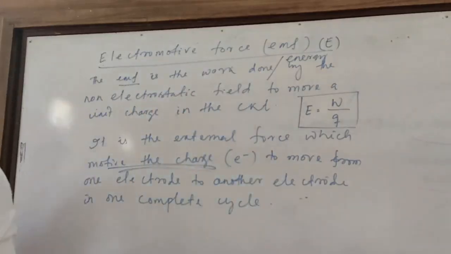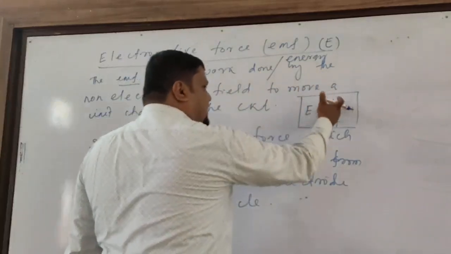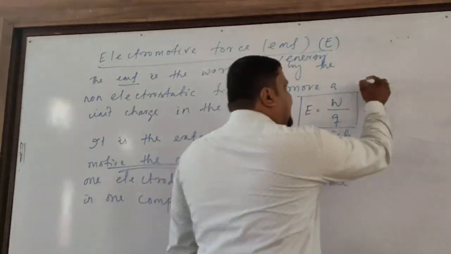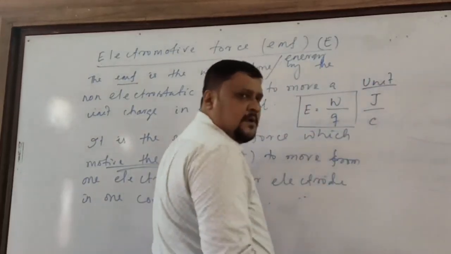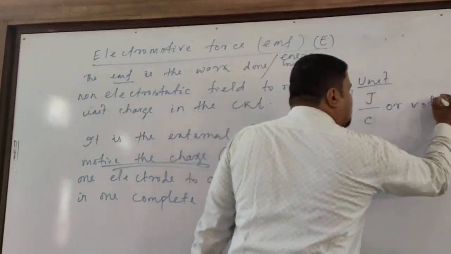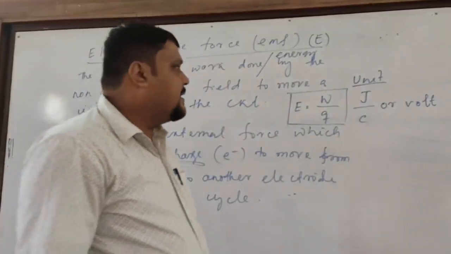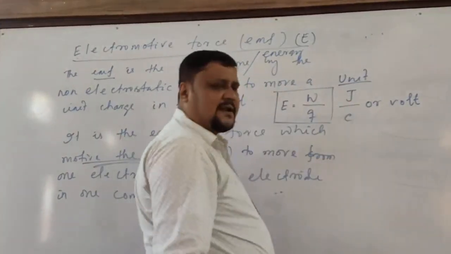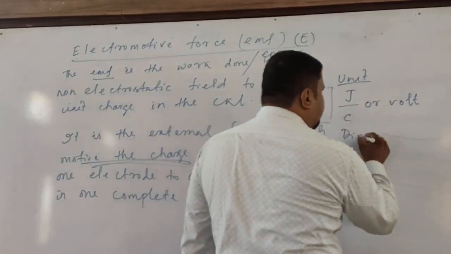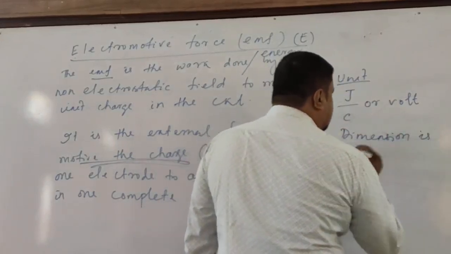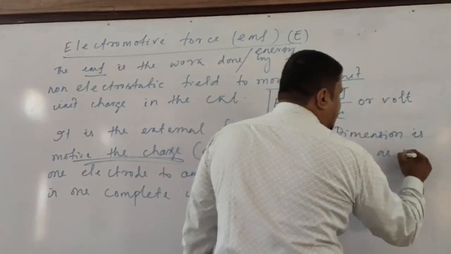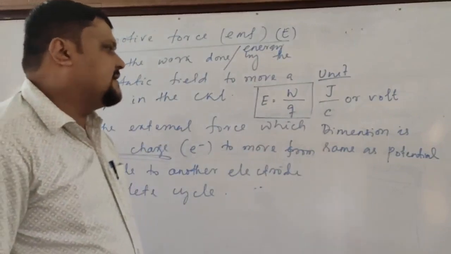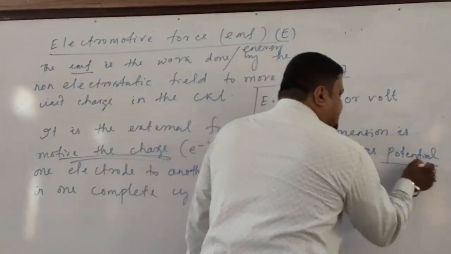Then, what is the unit? The work done per unit charge is joule per coulomb, or you can say this is your volt. So this is the unit, and the dimension is the same as that of electric potential.